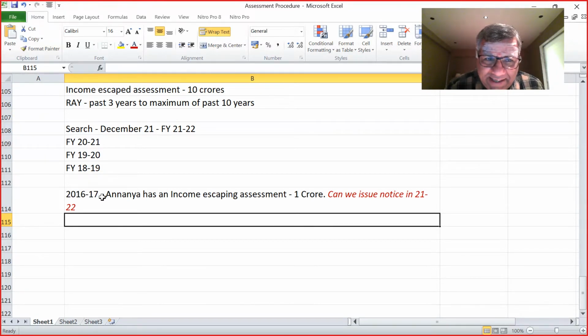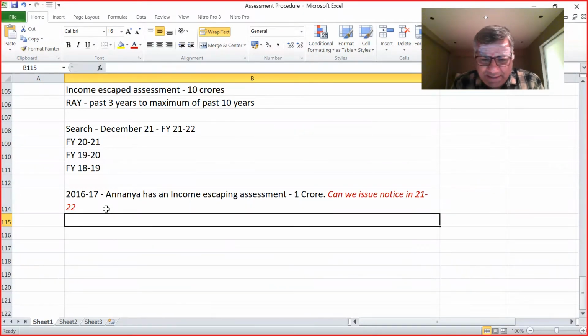This is a clear case in 2016-17. Now the system has raised a flag that your income has escaped assessment by 1 crore. Can we issue notice? No, sir. Actually, the assessment year for 16-17 is 17-18. After that, 3 assessment years we can issue, sir. Okay. Till 2021 we can issue. That's the pakka answer I want.